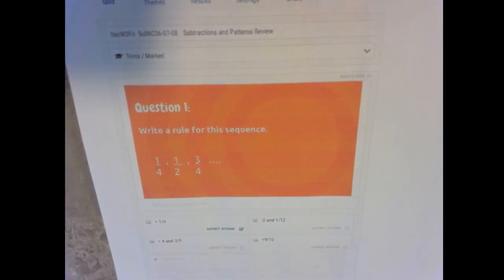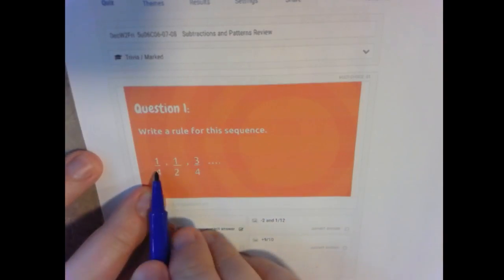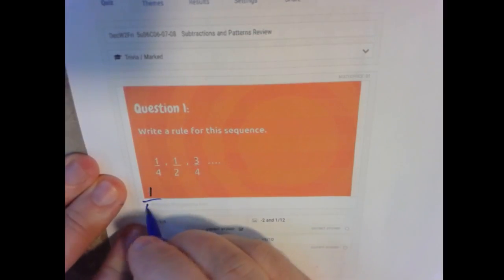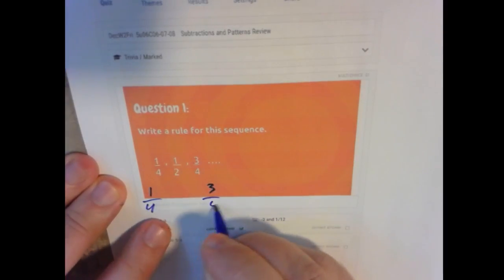All right, this is a review practice quiz, subtraction and patterns review. So if we have 1/4, 1/2, and 3/4, we want to find a rule for this sequence. We first need to get them into common denominators. Okay, so we have a 4th in the bottom here and a 4th in the bottom here. So those are all set. We need to turn this middle one into a 4th.